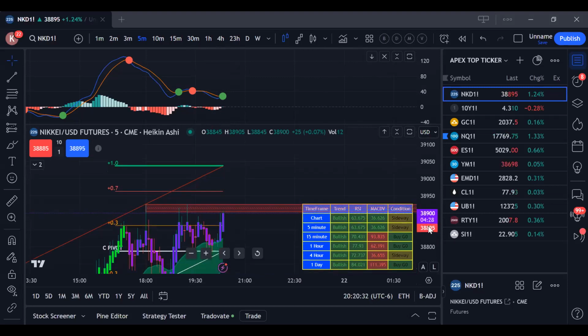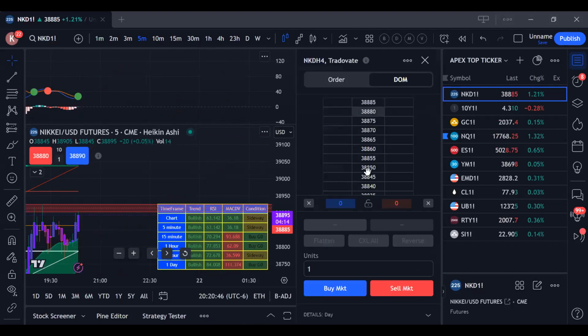So we can just wait for the next candle. If it goes above this one, then we can go long. We can buy, right? If you want to sell, you can click here. If you want to buy, you can click here, or you can go here, and if you want to buy, you click on this side.